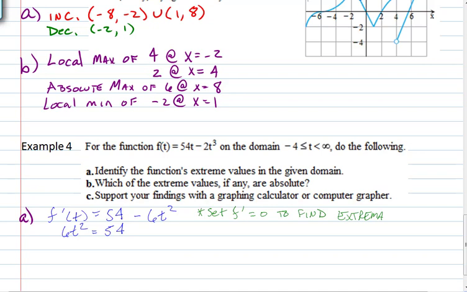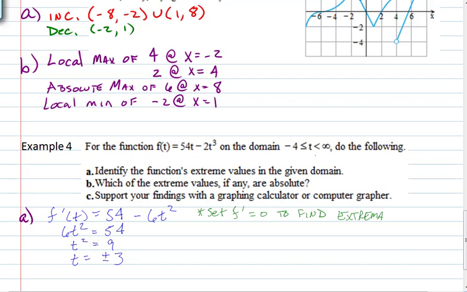All right, so t squared is equal to 54 divided by 6, which is 9. T is equal to plus or minus 3. Don't forget, when you take the square root of a variable squared, you get two answers. 3 squared is 9, but -3 squared is also 9. Right? All right, looking at this domain, are both of those points in this domain?